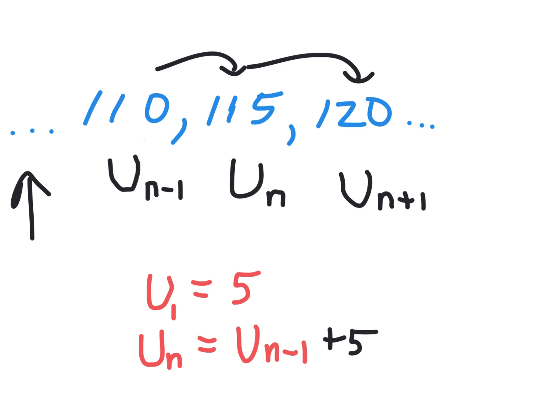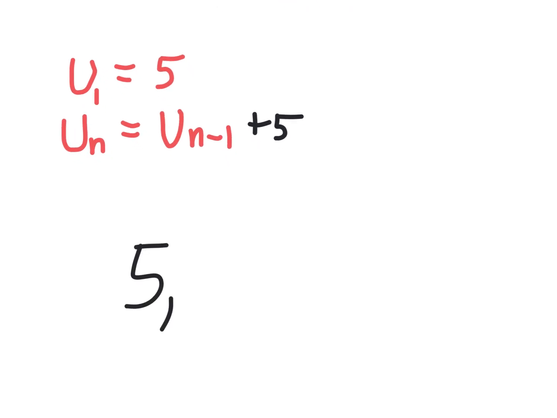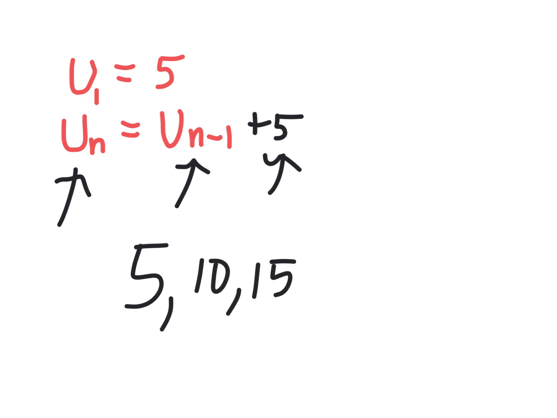So if I give you this, you have to know, oh, you're saying the first term's 5. And you're saying that any random term is given by the term in front of it except you add 5. That's a really complicated way of saying add 5 every time. So what's after 5? 10. After that 15. After that 20. The dots mean keep going.